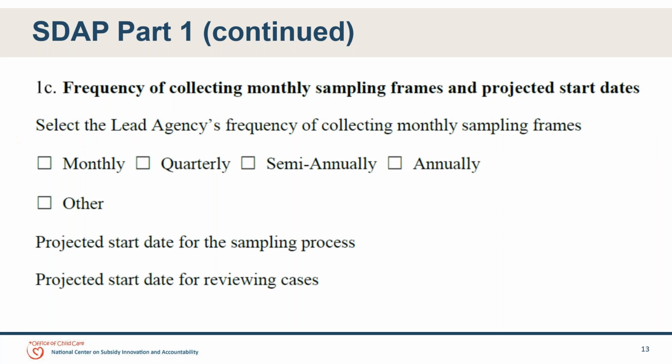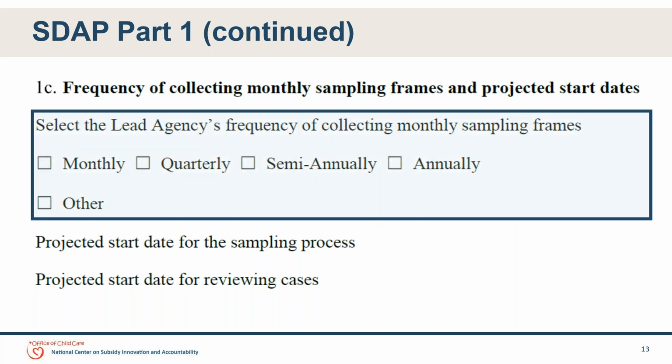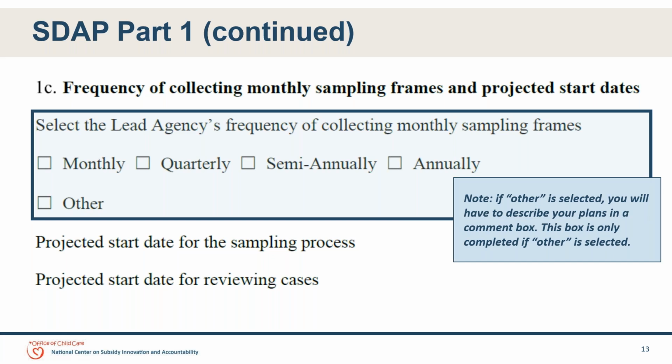The next set of items in the SDAP is 1C, and this asks about the frequency of creating monthly sampling frames and the projected start dates. First, you'll select your frequency for collecting monthly sampling frames. So this isn't how often you'll be conducting reviews, but how often you'll be sampling cases. And if you select the box for other, you will need to describe your plans in a comments box that will appear in the OLDC.